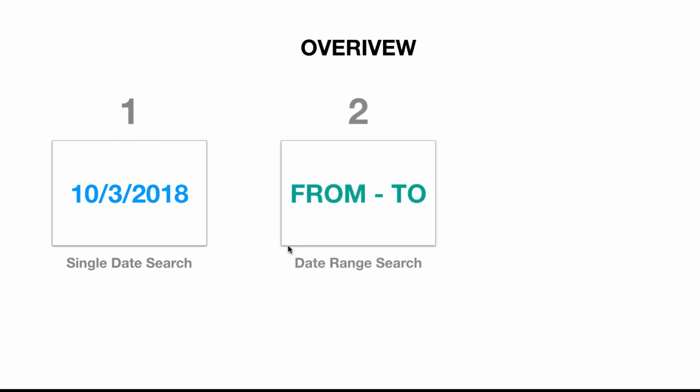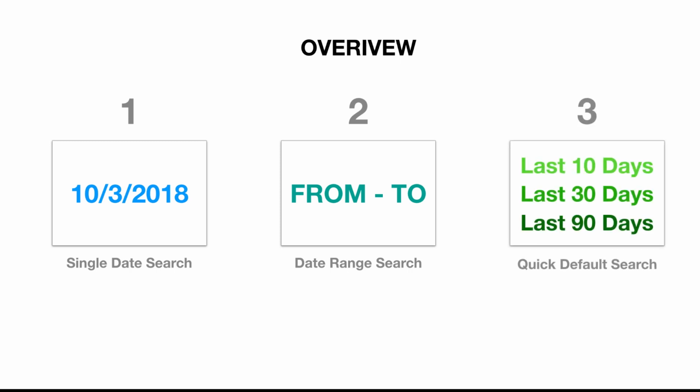And then moving on to the next stage, we are going to work with the date range. So you can now enter 2 values, from this date to this date, and then it will search through a range of dates. And then finally, the third part of this tutorial, we are going to work through how to create those quick find buttons. So I can easily click and then find the last 10 days of transactions, last 30 days, and also last 90 days. And so without further ado, let's get to part 1.